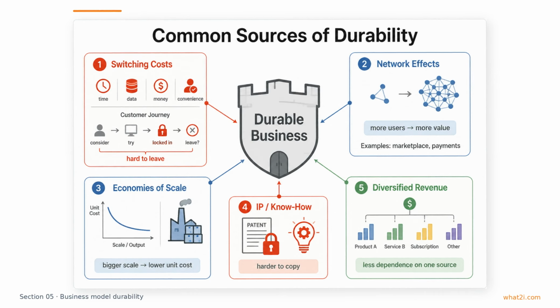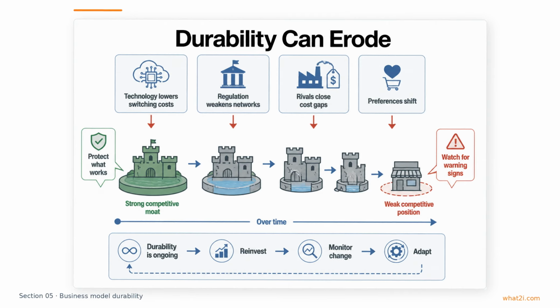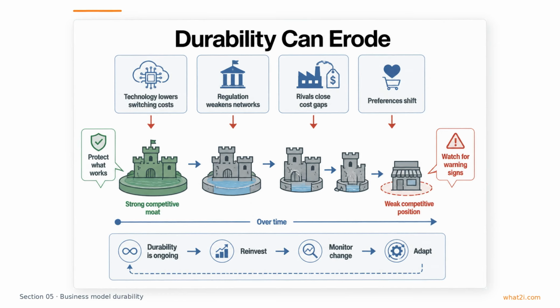Durability is never permanent because competitive advantages can erode if they are not maintained. Technology may lower switching costs by making migration easier or by turning a once special product into a commodity. Regulation can weaken network effects or limit how a business uses its position. Rivals may narrow cost gaps, copy features, or improve execution until the original advantage matters less. Customer preferences can shift too, leaving a once strong model less relevant. That is why durable businesses do not simply defend the past. They monitor warning signs and keep adapting before the advantage fades too far.